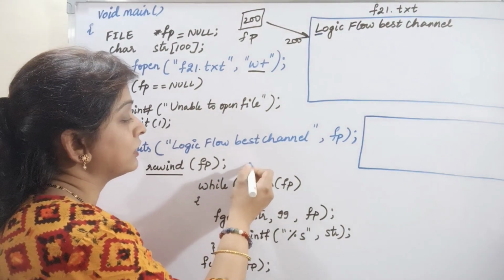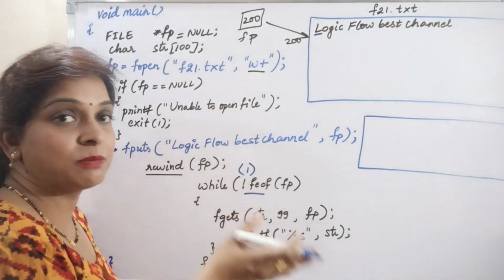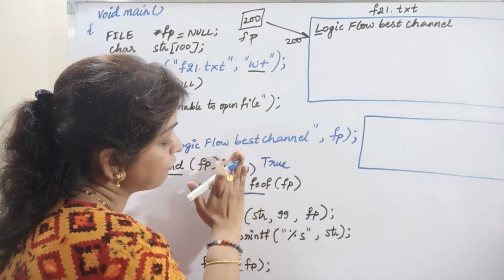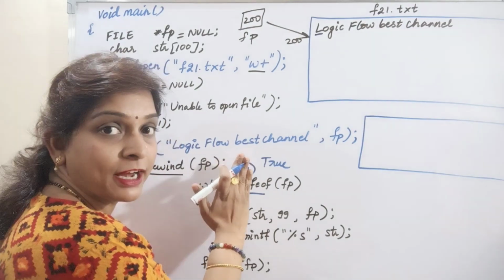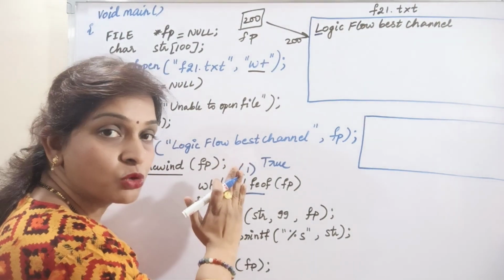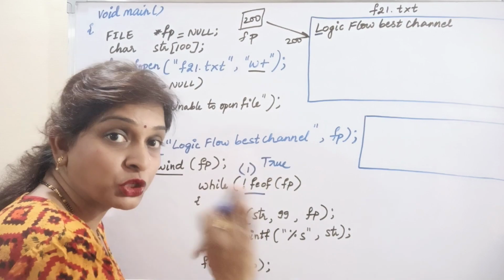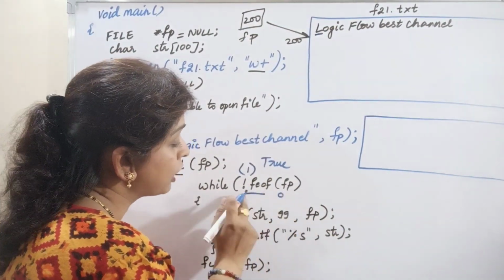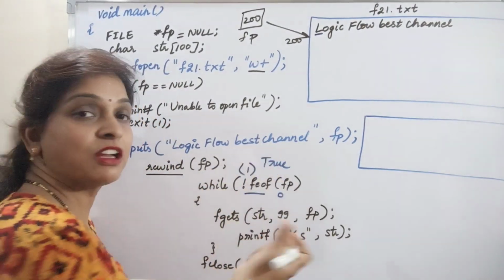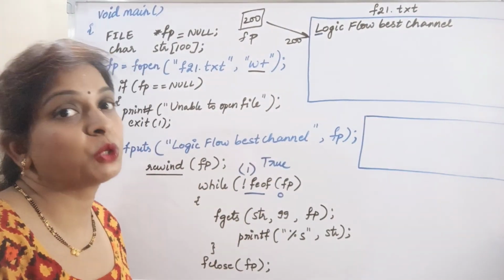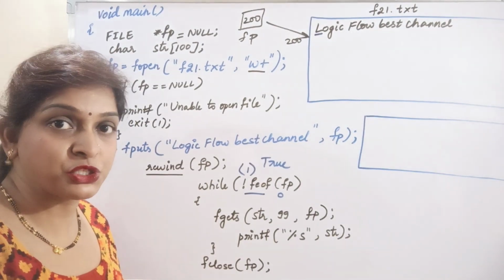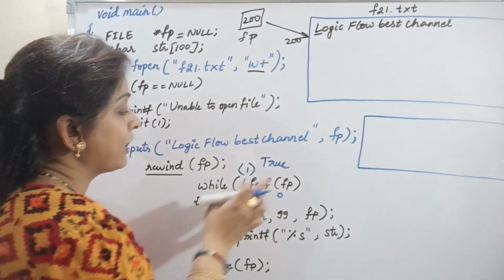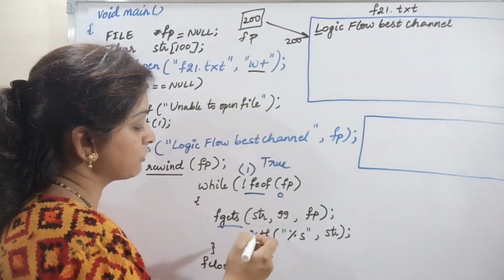So while of 1. I have explained this many times. While of 1 means it is true. Just remove this not: feof of file pointer, is it true or false? It is false, it is not at the end of file. So the answer will be 0, and not of 0 will be 1. So while 1 means true. If it is not at the end of the file, then execute this block. That's the meaning.